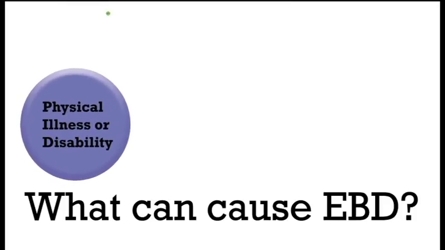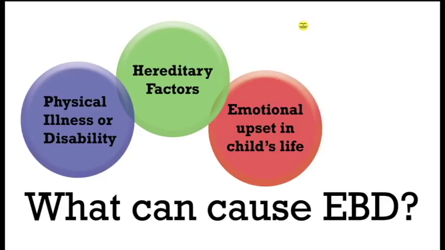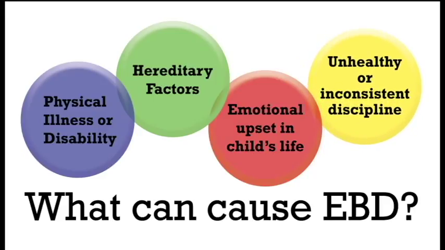What are the causes? Physical illness or a disability, hereditary factors, an emotional upset at home or in the environment in the child's life, and unhealthy or inconsistent discipline.